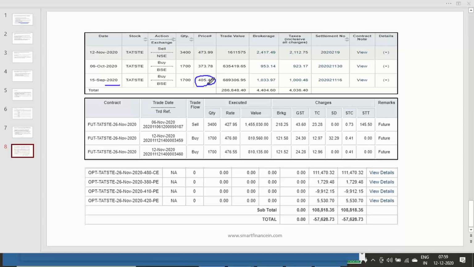Though it is hedged, the last exit point I will show you. That is very, very interesting. Second entry, this is equity. Equity is buying the same quantity. What is the quantity in F and O? Because I have to hedge it.